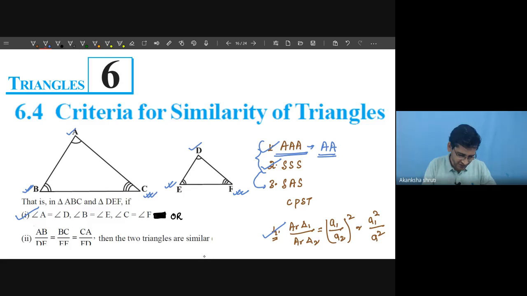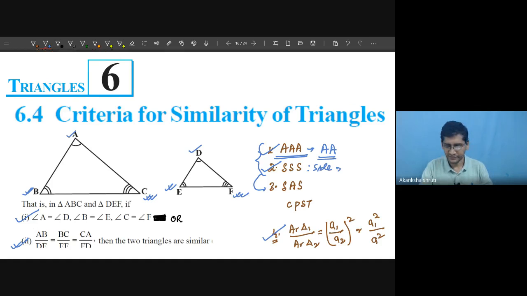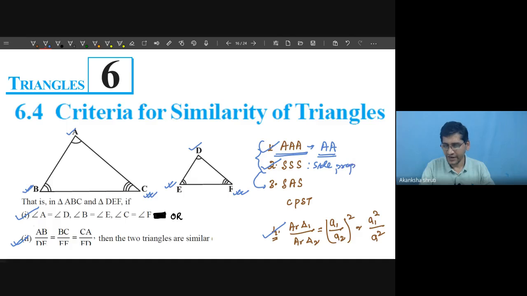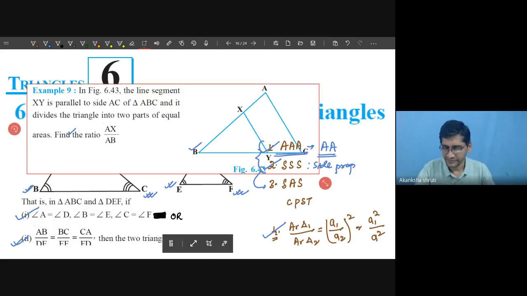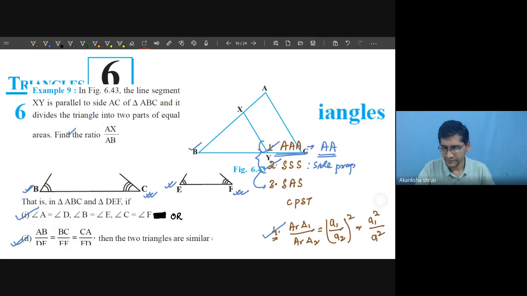So this is the second criteria, and this criteria is called SSS. So here the sides are proportional. Whether you write sides are proportional or sides in the same ratio, they mean the same thing. So these two are in an OR condition.